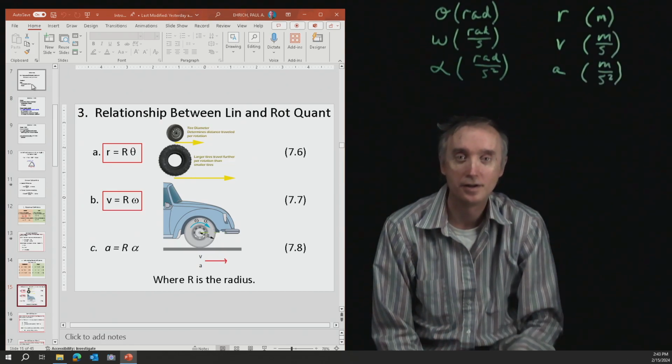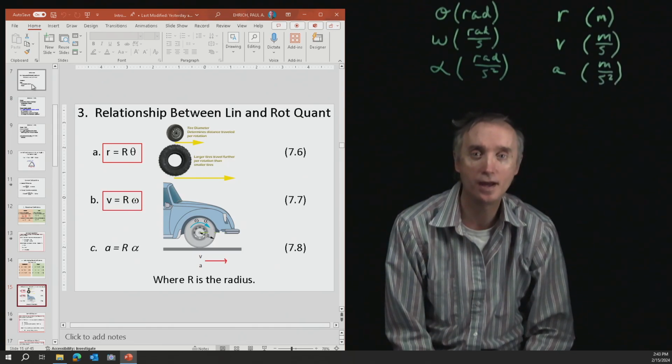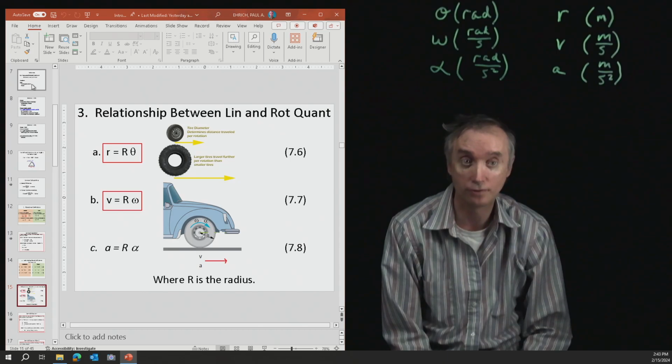Let's take a break. So when we come back, we're going to talk about how to connect linear concepts with rotational concepts.